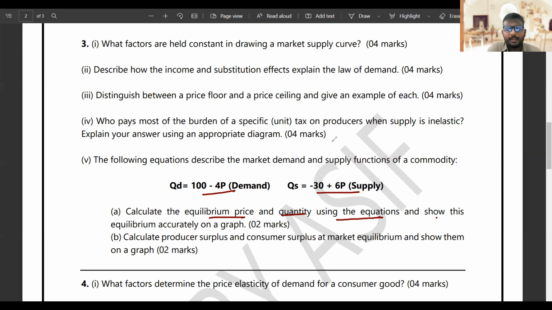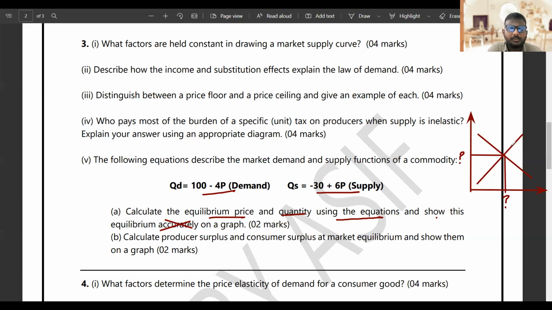Accurately on a graph. Now, you need to know one thing. If they have just said graph without the word accurately, you could have randomly drawn a rough diagram like this in your foolscap sheet, in your answer script, demand curve, supply curve. You could have marked the equilibrium price, equilibrium quantity, and whatever the equilibrium price you found, you put here. Whatever the equilibrium quantity you found, you put here. You might have been okay with just doing that.